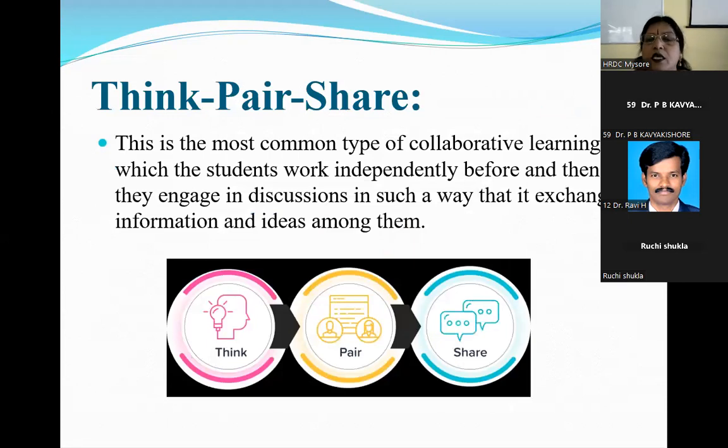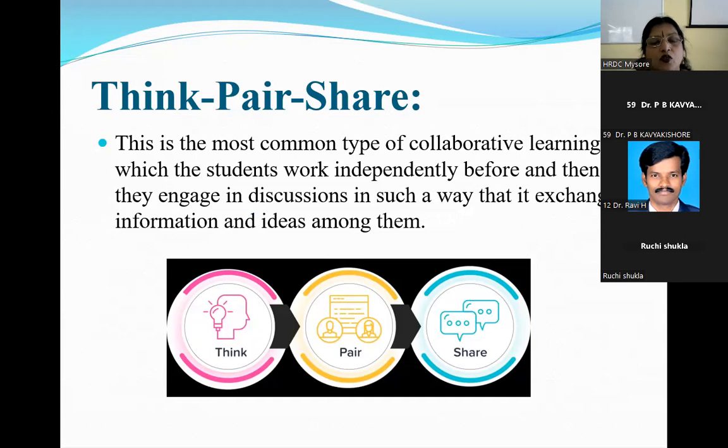So what is this think, pair, share? We use this during our practice teaching, micro teaching sessions. Here they learn a lot by doing so. It's the role of the teacher to give them a concept to learn. This is the most common type of collaborative learning in which the students work independently before they exchange in discussions in such a way that they exchange information and ideas among themselves.